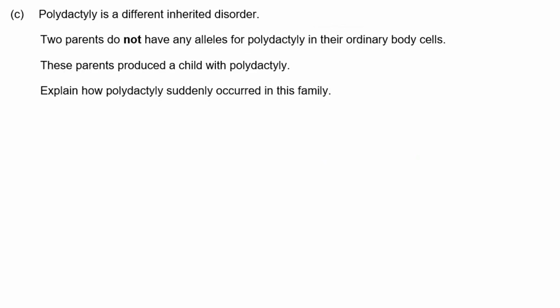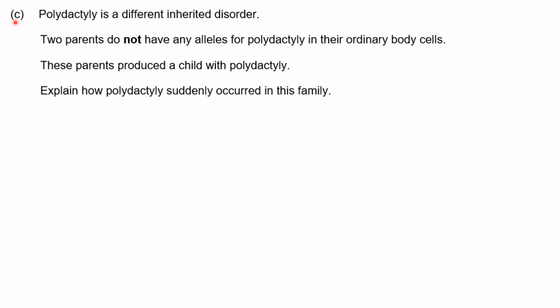Right, part C. Polydactyly is a different inherited disorder. Two parents do not have any alleles for polydactyly in their ordinary body cells. These parents produce a child with the condition. Explain how polydactyly can suddenly occur in this family. Now, it doesn't actually matter that they're talking about polydactyly or any kind of condition. What's going to be the trigger for this is some kind of mutation has happened, some kind of change in the genetic code or the base sequence of DNA.